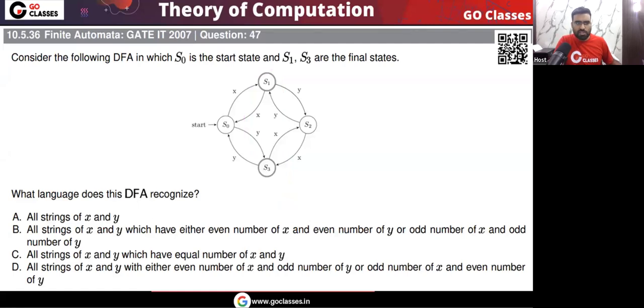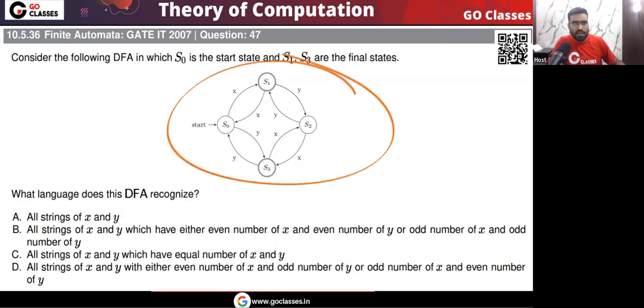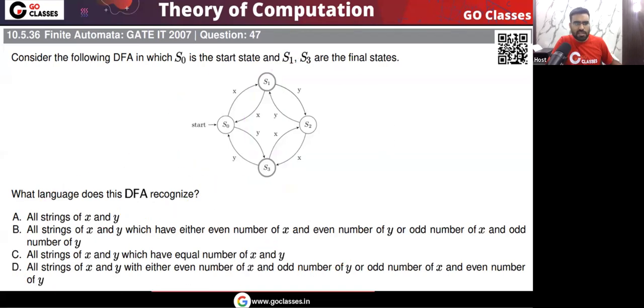So let me tell you, this question you can solve by many different methods. But the best method, whenever the question is asking which language is recognized and 4 languages are given to you, this DFA will recognize which language, then the best method, let me tell you, is option elimination. You can simply eliminate the options. Okay, so let's eliminate the options. Tell me.